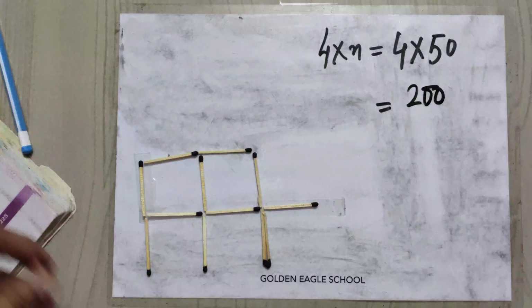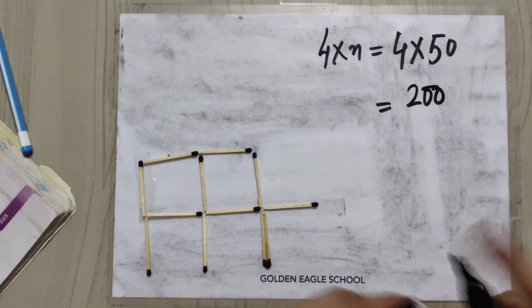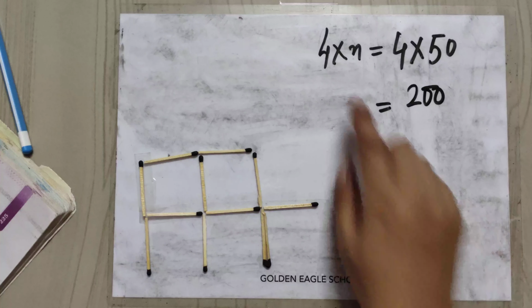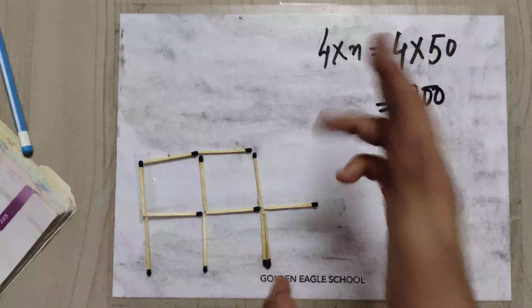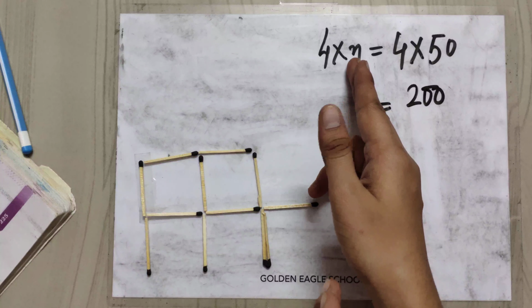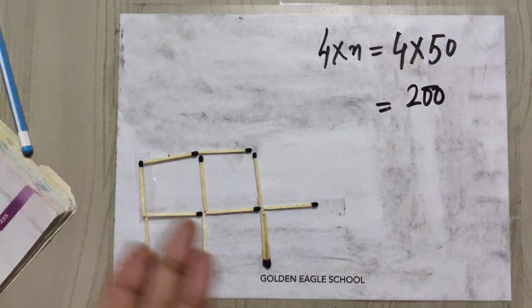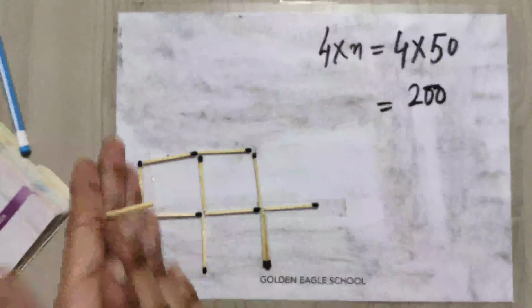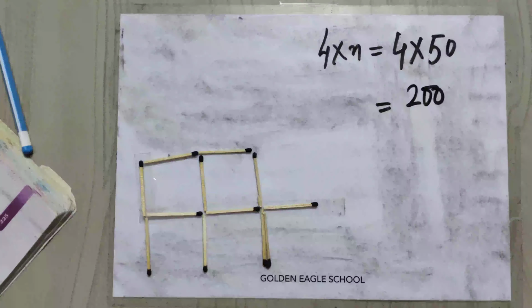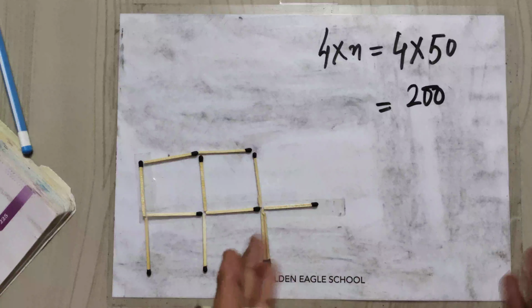200. So how many matchsticks are required to form 50 Fs? 200. So it has become easy. We don't have to count up till then. If we place anything, like for 20 Fs, we will place here 20, 4 multiplied by 20. For 30, we will place here 30. For 25, we will place 25 in the place of n. So n will be the number of Fs formed.